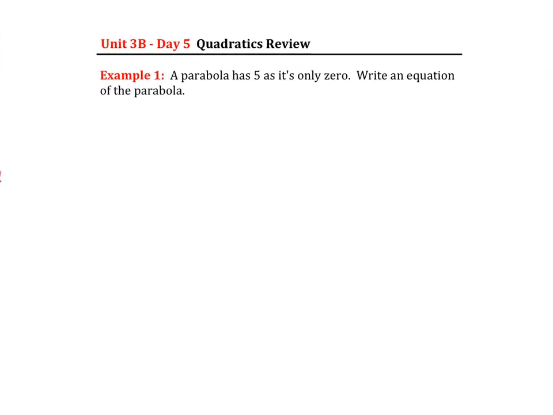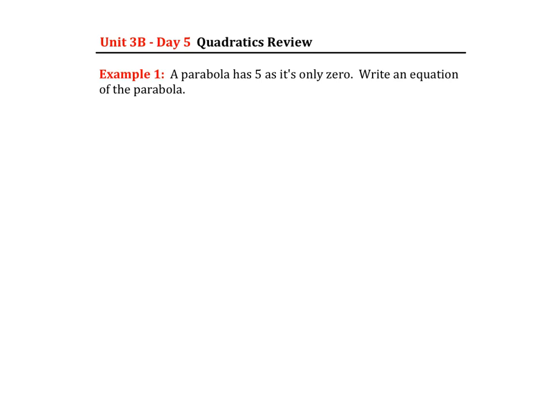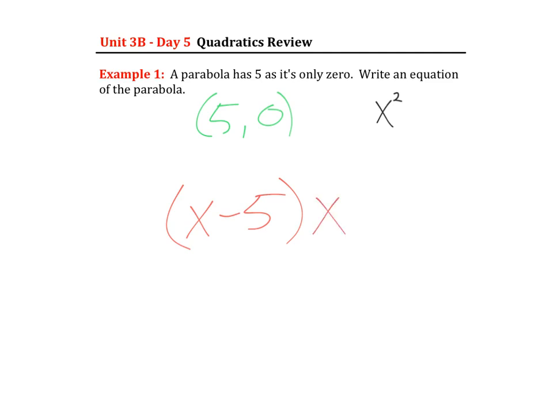Example 1, we've seen one just like this previously. A parabola has 5 as its only 0, so I know that the point (5, 0) is on this graph. That means x minus 5 has to be a factor. I want to write the equation of this parabola. It doesn't tell me what form that equation has to be. However, the fact that it's a parabola means that I have to have an x squared somehow involved. Well, if I had 5 as my only 0, I can't just say, hey, let's multiply this thing by another x. That way, when we distribute, we'll get an x squared.